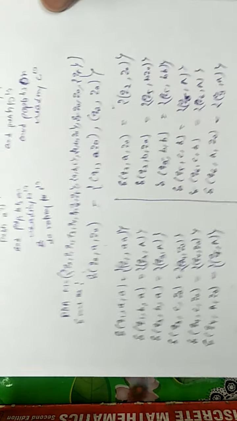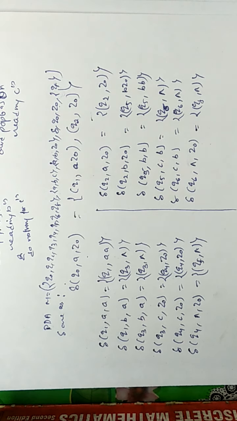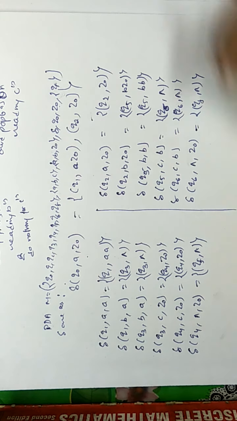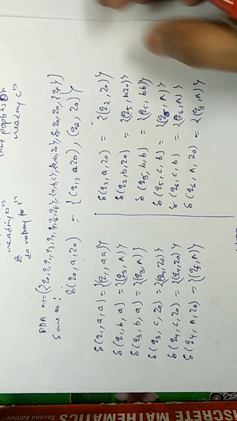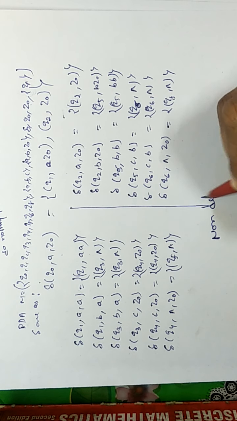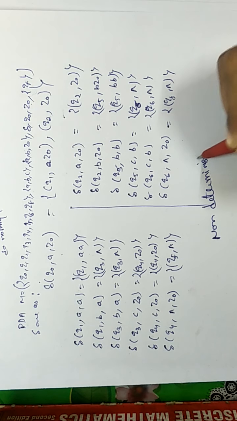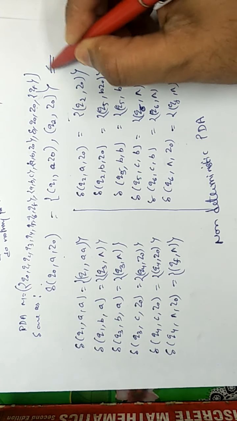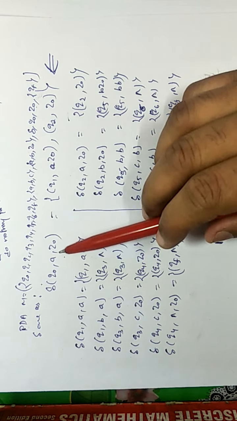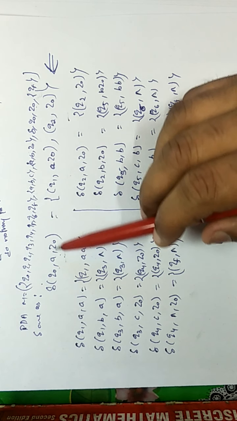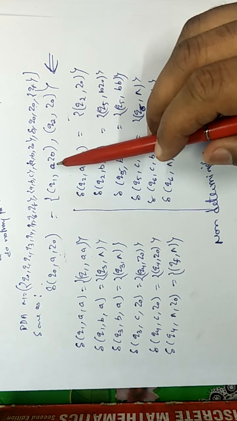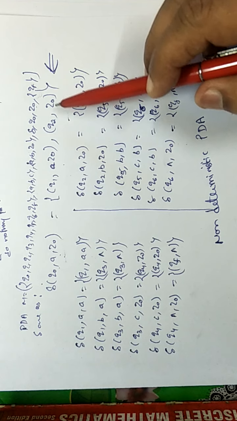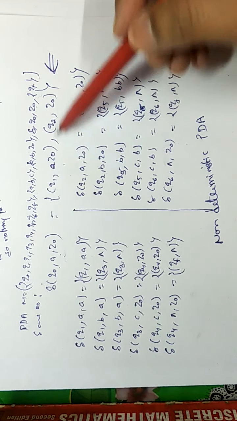So a PDA can be designed in more ways. We designed the PDA for the same language in two ways, and this PDA is also a nondeterministic pushdown automata because of this transition. For the very first transition on q0, reading a and z0 on the stack, we have two choices. Either we do a push operation and move to q1, or we do nothing and move to q2. So here we have two choices.